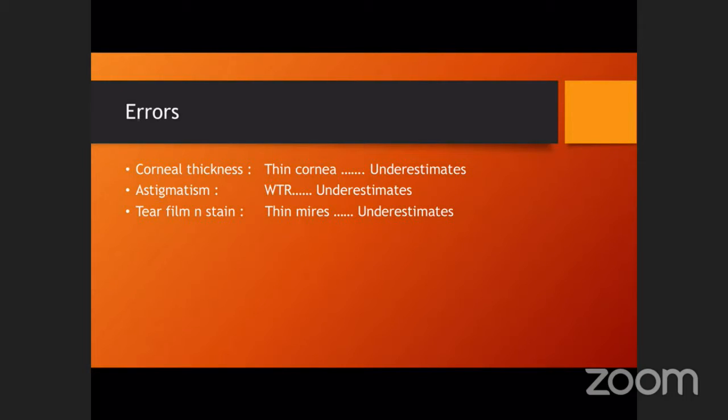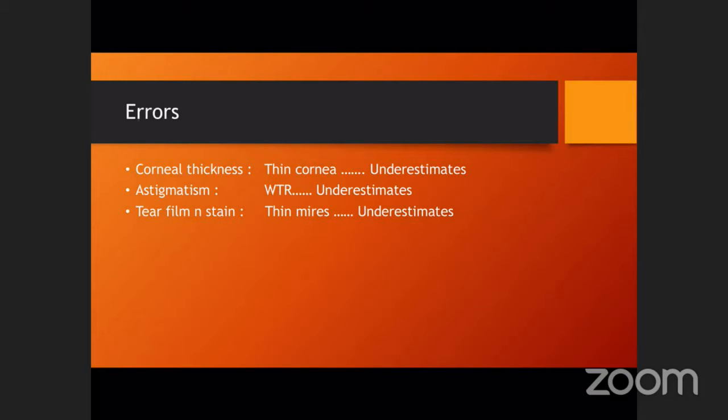When the astigmatism is more than 3 or 4 diopters, then in case of with-the-rule astigmatism, it underestimates the IOP. And against-the-rule astigmatism, it actually overestimates. Now, if you have a lot of tear film and stain, you will have a thick mire, and it will actually overestimate the IOP, whereas in case you have a very thin mire, it will actually underestimate.